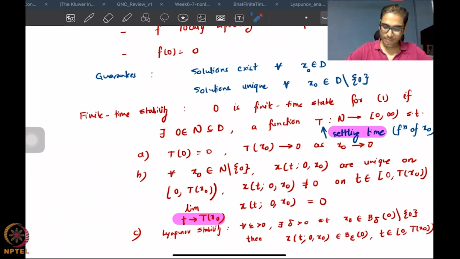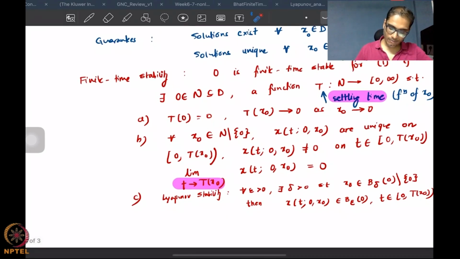And how do we define it? We say that the origin is finite time stable if there exists a neighborhood N which contains the origin inside the domain D, and a settling time function which maps the neighborhood to some time 0 to infinity. And the settling time is exactly what you would understand from it. It is the time at which the solutions go to 0.